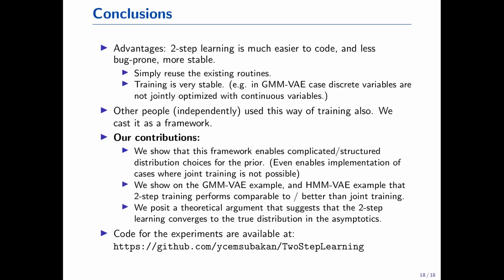So to conclude, let me say that the two-step learning is much easier to code. It's less bug-prone and more stable. We simply reuse existing routines to come up with new autoencoder and prior distribution combinations. And as we have seen in the GMM-VAE case, as the autoencoder and the learning of the prior distribution are decoupled, the training is very stable.